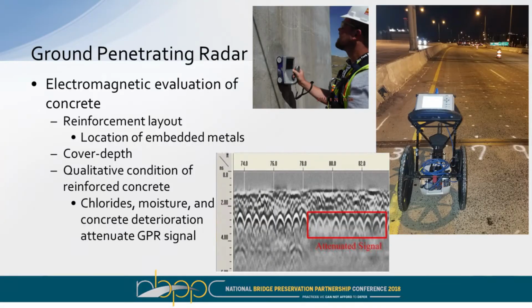Chlorides, moisture, and concrete deterioration attenuate the GPR signal. So here we have that GPR signal, these nice bright white hyperbolas of the steel. And this is just a white, black, and gray scale representation of the GPR amplitudes. White is a very positive amplitude, black is a very negative amplitude, and gray is 0. So we see that the white is starting to fade in these reinforcement bars. That's just an indication that the signal amplitude is decreasing. So what will attenuate that signal? Well, it could potentially be chlorides, moisture, or other kinds of deterioration.